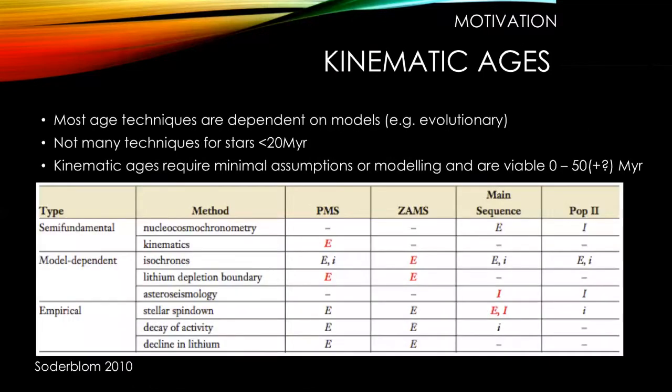I like this table because it overinflates the significance of my work. This is a table from Soderblom 2010, basically a review on age techniques. It labels all these other age techniques as model dependent or empirical. There's only two semi-fundamental techniques. There's no fundamental technique, but hey, here I am. Semi-fundamental is the only means of getting ages of pre-main sequence stars. So it's in the paper, that's true.